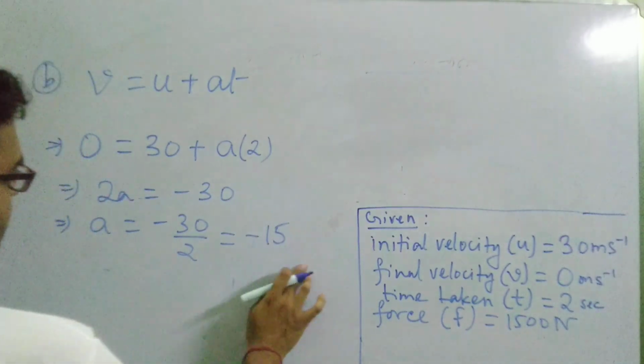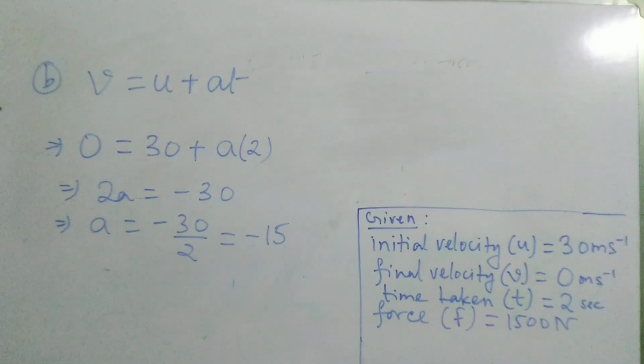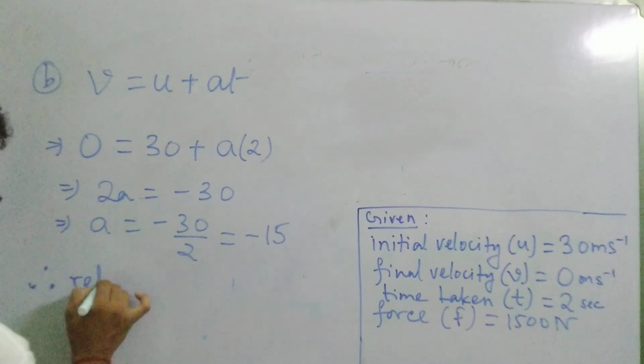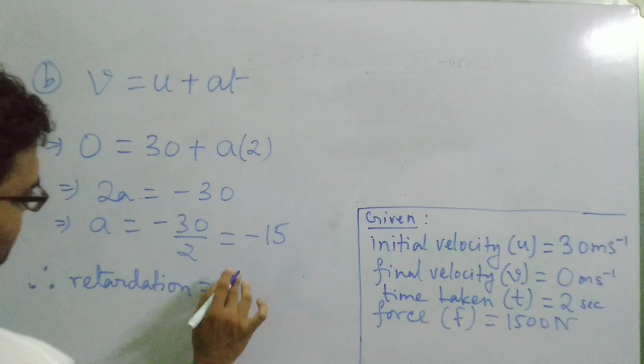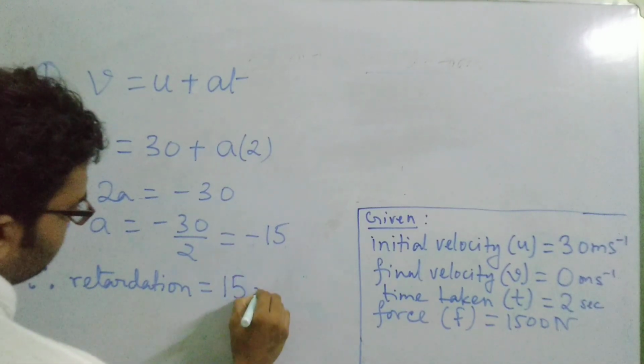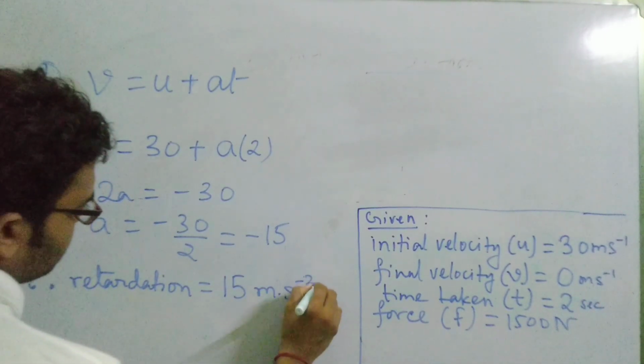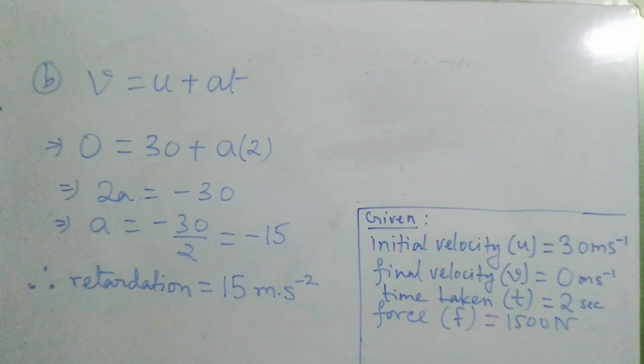So the A here actually denotes the acceleration in the equation. So when its value comes out to be negative, can we say that this A is actually the retardation, isn't it? So we can write therefore retardation is nothing but equal to 15 meter per second square. Okay, so this is the retardation.